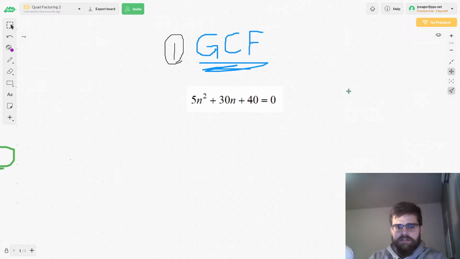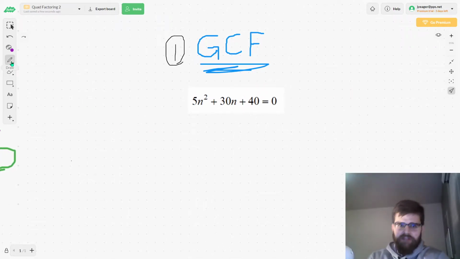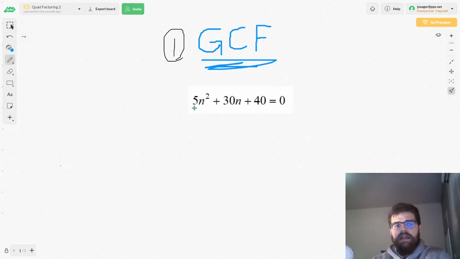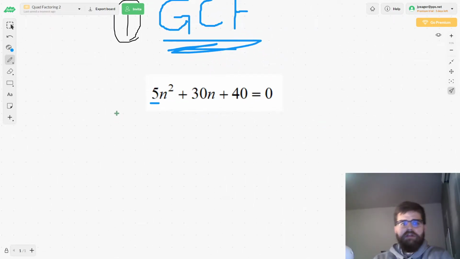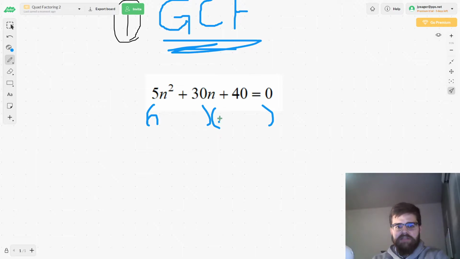The first one is simply the greatest common factor method. Anytime I'm looking at a quadratic like this, I see that a, again, the number in front of the squared variable, is not 1. So I can't just break this down into n times n, because n times n doesn't get me back to 5n squared. But I do notice that all the numbers in this equation are multiples of 5. So I'm going to take that 5 out of the equation. I'm going to undistribute or divide it out.